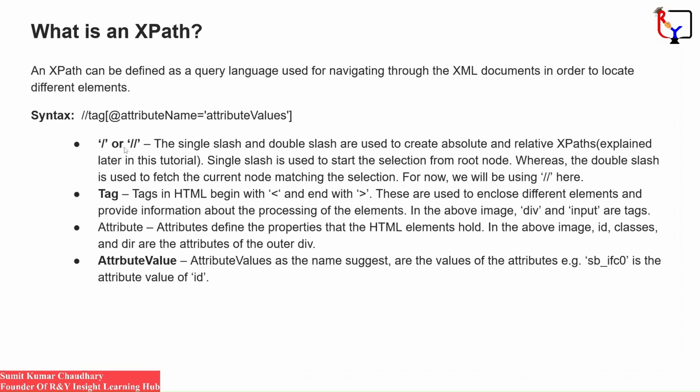So, single slash or double slash. The single slash and double slash are used to create absolute and relative XPath. We will explain this later in our coming videos. Single slash is used to start selecting from the root node, whereas double slash is used to fetch the current node matching the selection.